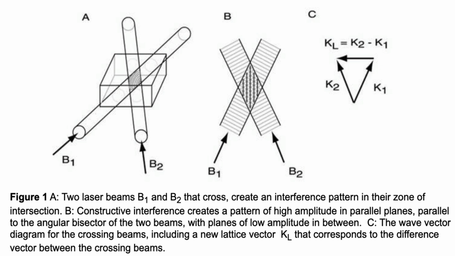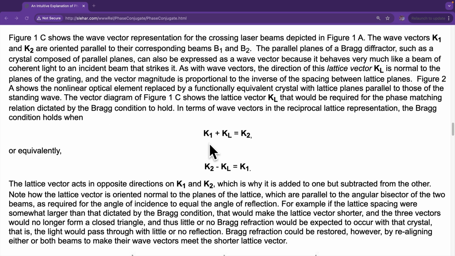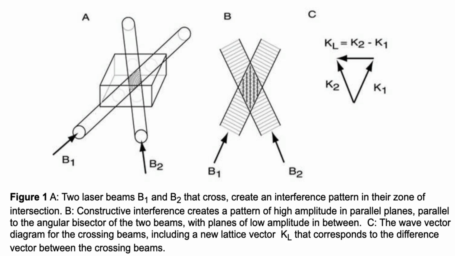In terms of wave vectors in the reciprocal lattice representation, the Bragg condition holds when K1 plus KL equals K2, or equivalently K2 minus KL equals K1. The lattice vector acts in opposite directions on K1 and K2, which is why it is added to one but subtracted from the other. Notice how the lattice vector is oriented normal to the planes of the lattice, which are parallel to the angular bisector of the two beams, as required for the angle of incidence to equal the angle of reflection.